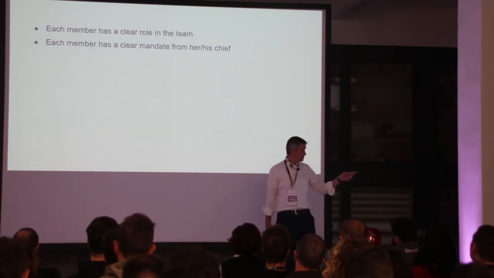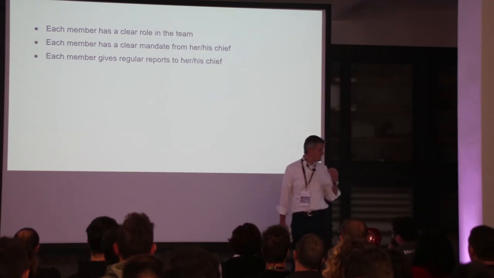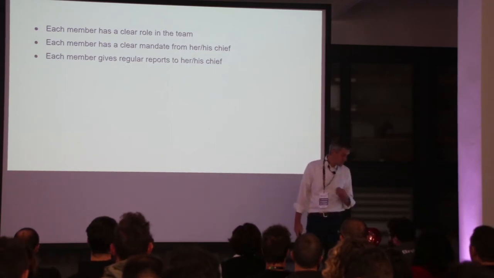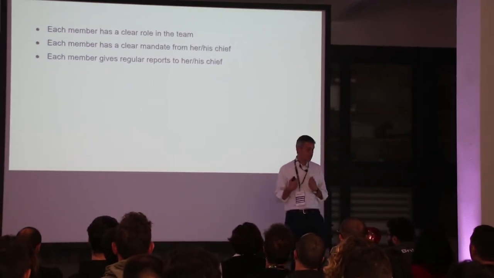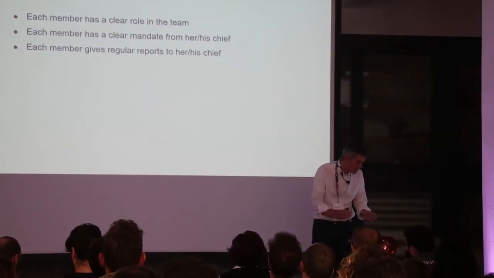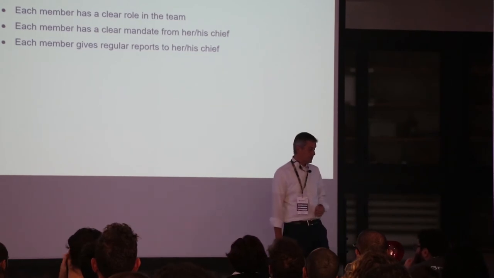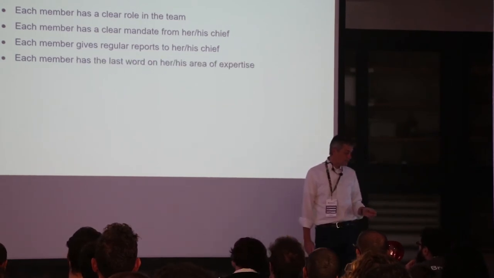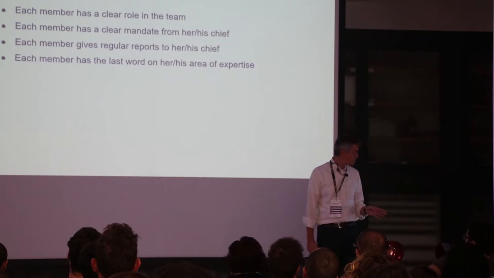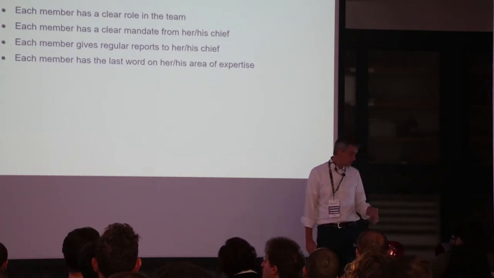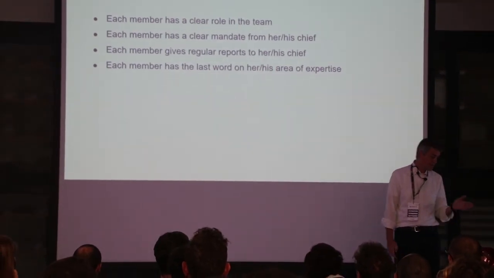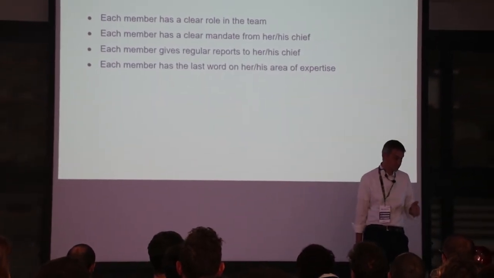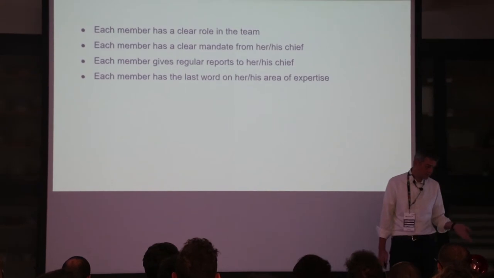Each member has a clear role in the team. Each member has a clear mandate from her or his chief. It means that as a member, I have to know what decision I can take by myself and when I have to ask my boss. Each member gives regular reports to her or his chief. The team assumes that each member does it. In other words, if the heads of departments ignore something about the project, they can blame the team for that.